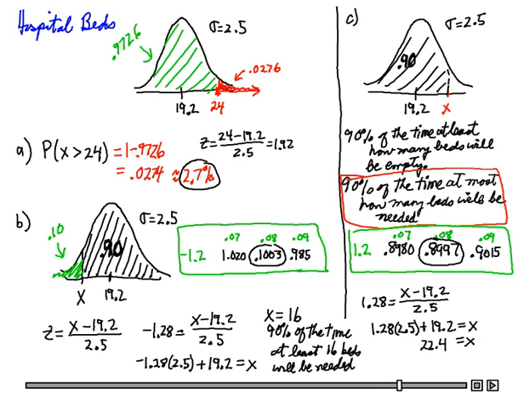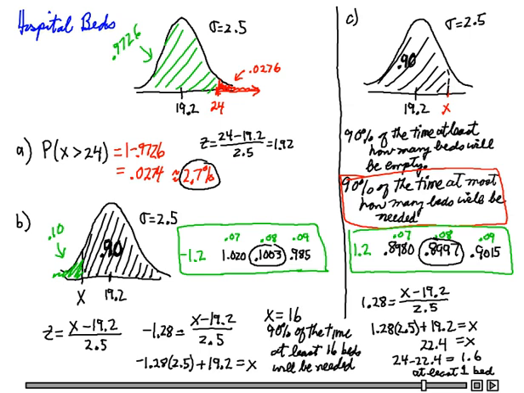So 90% of the time, at least how many beds will be empty? Well, I would take the 22.4 away from 24 and get 1.6. So the answer to the problem is at least, if you want to be practical about it, at least one bed. At least one bed will be empty 90% of the time. That means one or more beds will be empty. But 90% of the time, at least one bed will be empty.